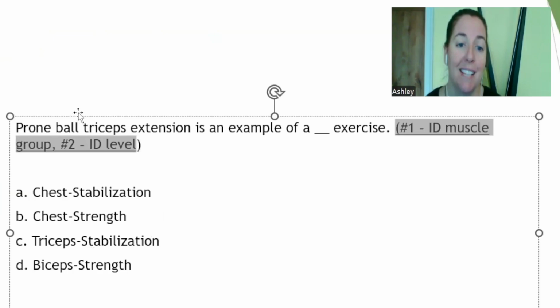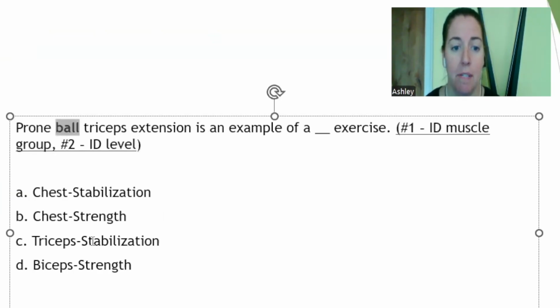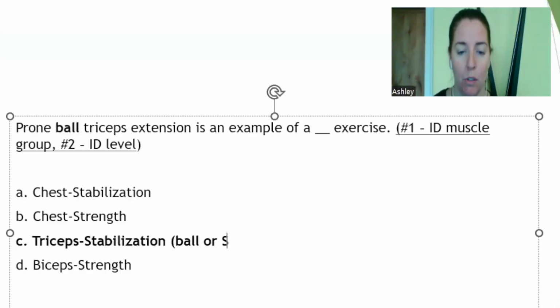And because it has the ball, it's going to be stabilization. So anything that's stabilization level will be ball or single leg.